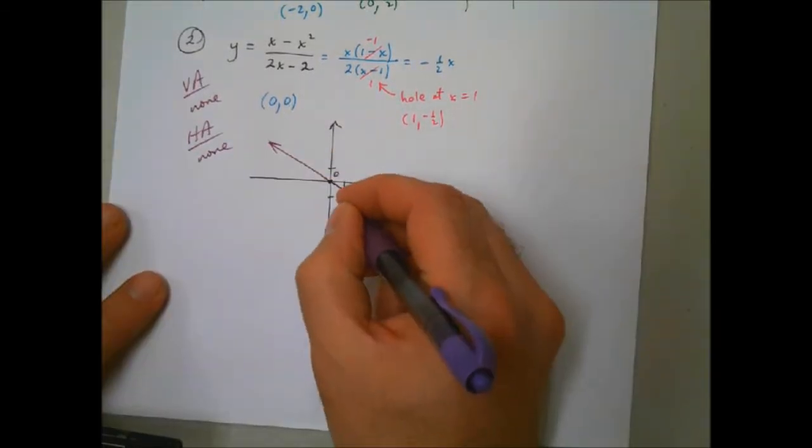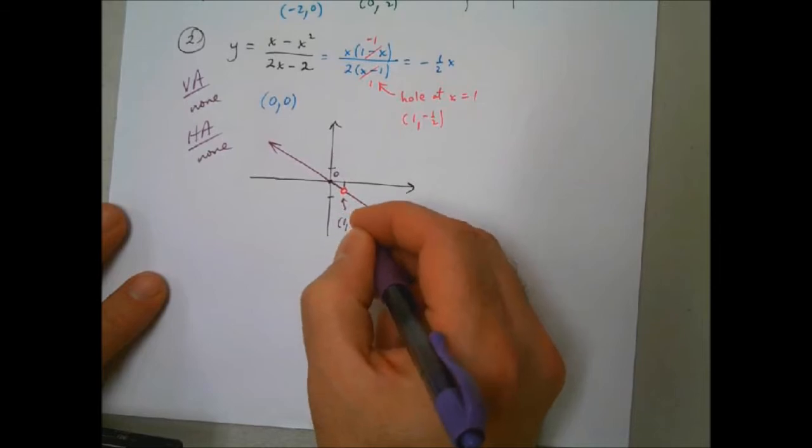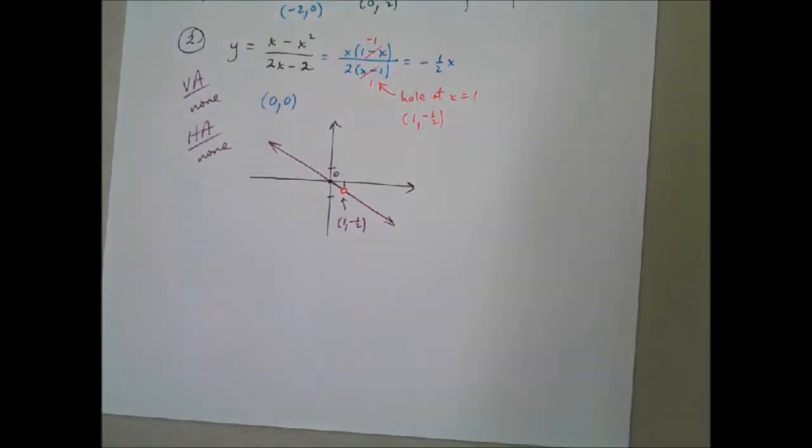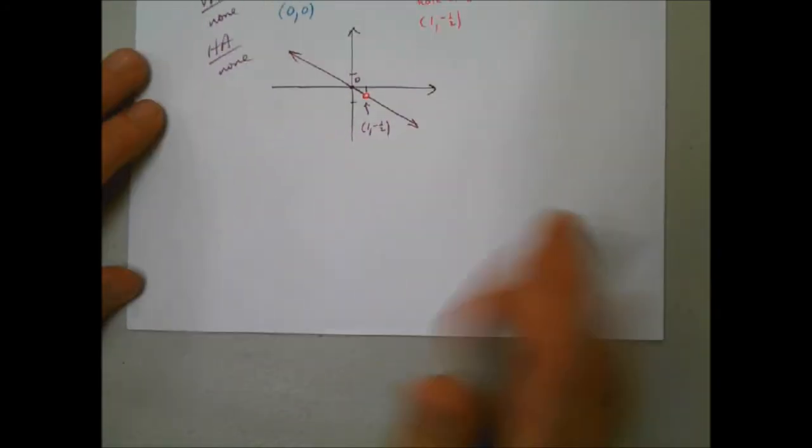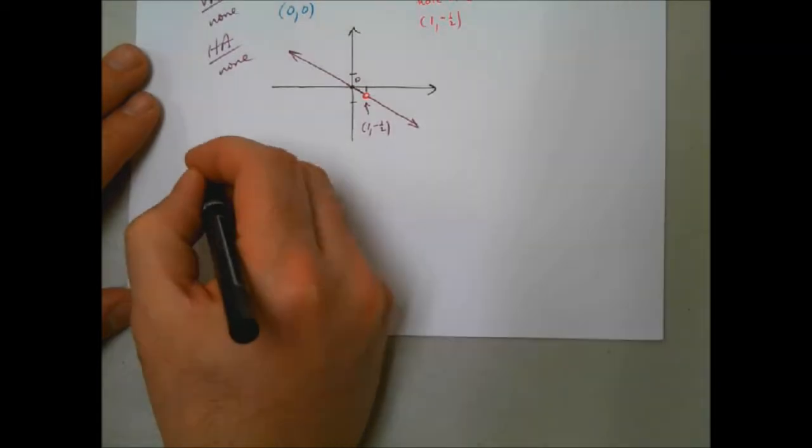Okay, label the intercepts, 0. Label the hole, 1, negative 1/2. And that one's done. Okay, third one.